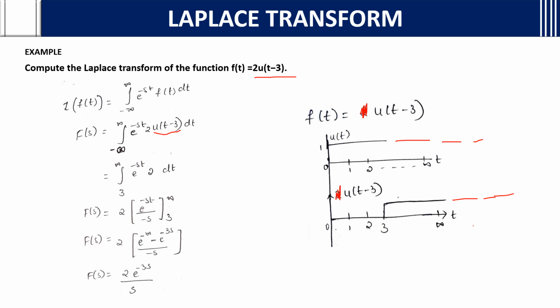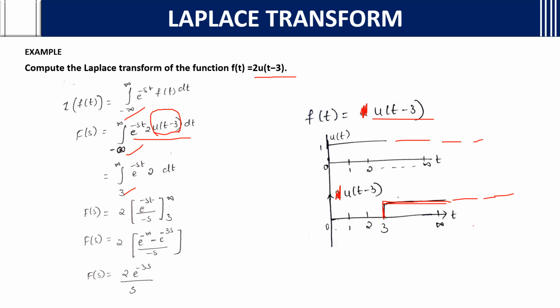See, if it is u of t minus 3, you have already taken this u of t minus 3. The u of t minus 3 is from which position? 3 to infinity. Initially you considered from minus infinity to infinity, so you took the function. To remove this, we are substituting u of t minus 3 by changing the integral to 3 to infinity. Okay, 3 to infinity, because the function is from 3 to infinity for u of t minus 3. So e power minus st, 2 into dt.